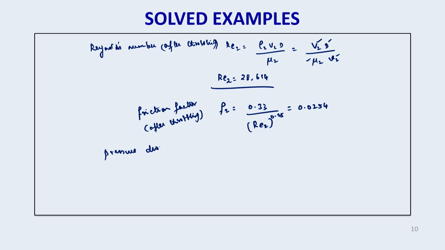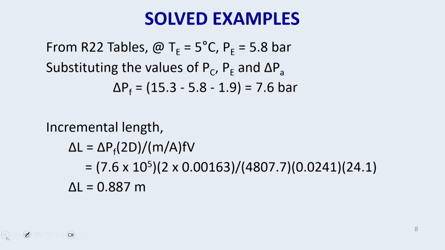Pressure drop due to acceleration, that is delta P suffix A, which is equal to m dot by A into V2 minus V1. All the values are known. You just have to substitute.